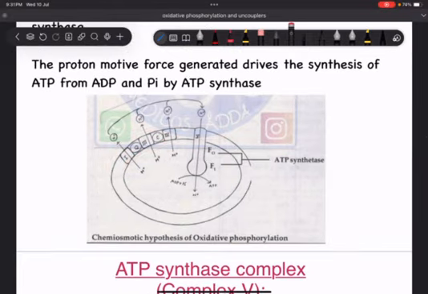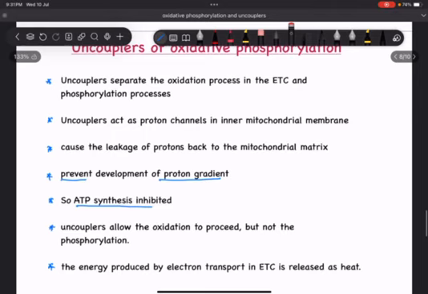So the uncouplers act as proton channels, which help in the transport of H plus from the inner mitochondrial membrane into the matrix. So what happens? It causes the leakage of protons back to the mitochondrial matrix. So the proton gradient is not present. Since the proton gradient is not present, the proton motive force is also not generated. So ATP synthesis is inhibited.